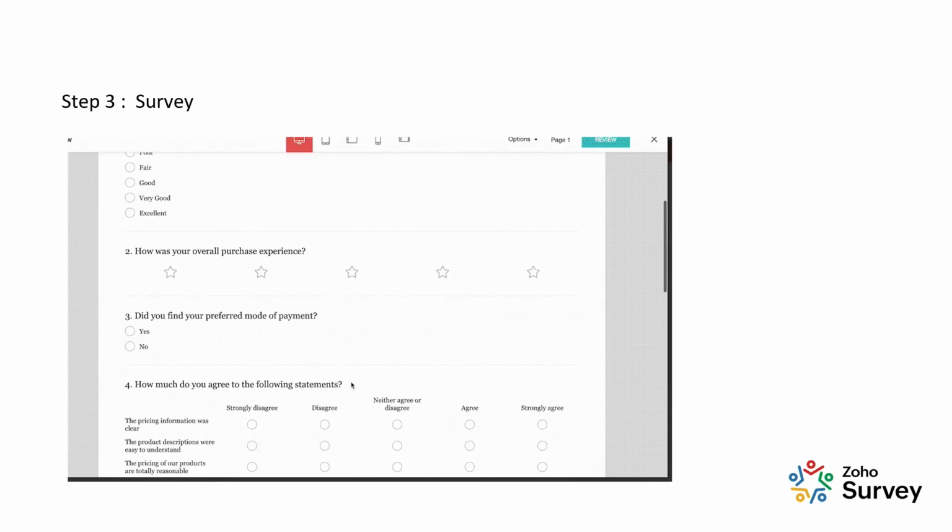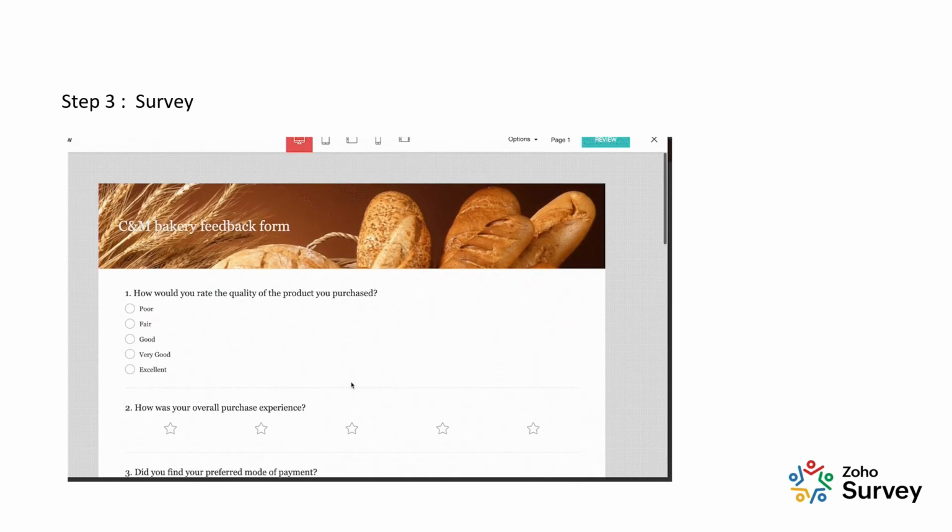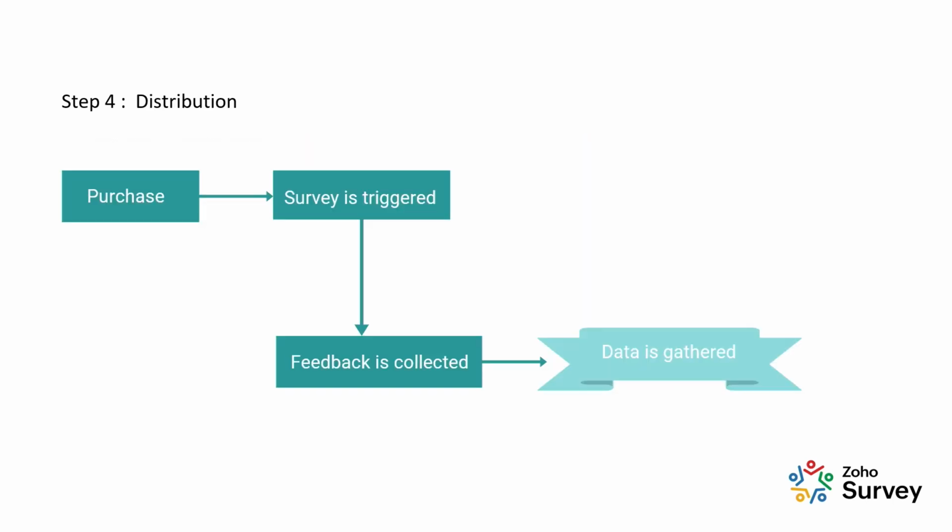Next, a white labeled post-purchase feedback survey is created on Zoho Survey. And a workflow is set in such a way that every time a purchase is made, a survey is triggered, feedback is gathered, and reward points are sent to the respective customers.